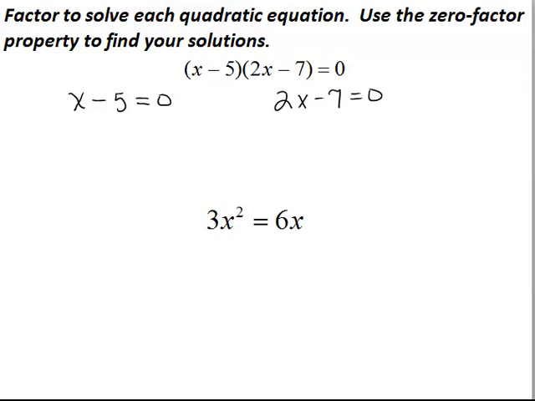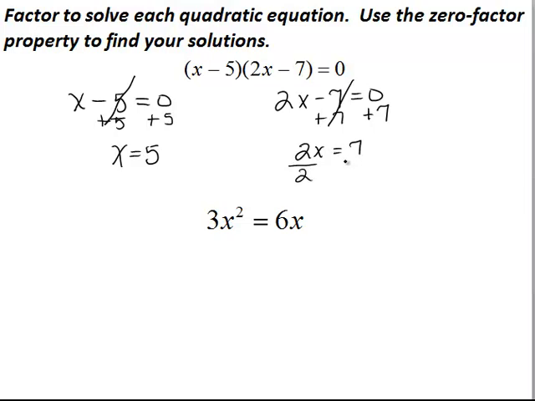x minus 5 equals 0. Well, that goes back to a very simple equation that we solved way back when. We add 5 to both sides. This cancels here, so x equals 5. And then we have 2x minus 7 equal to 0, so we're going to add 7 to both sides. This cancels. We end up with 2x equal to 7. Divide both sides by 2. So, therefore, x equals 7/2.